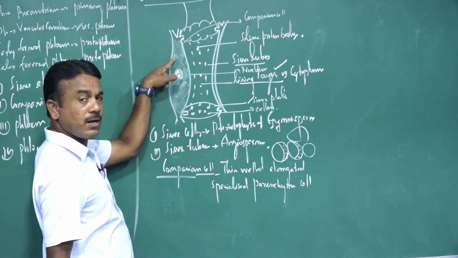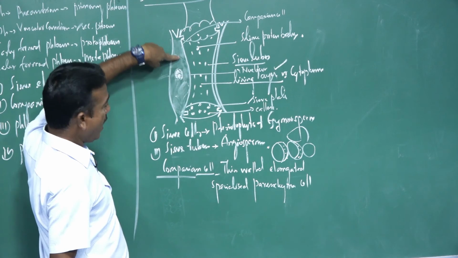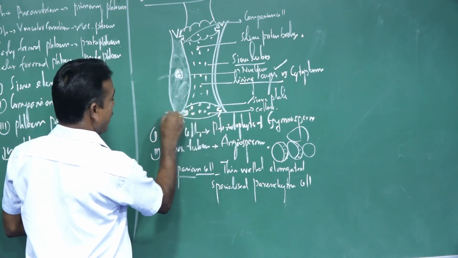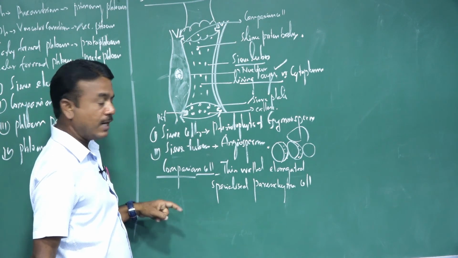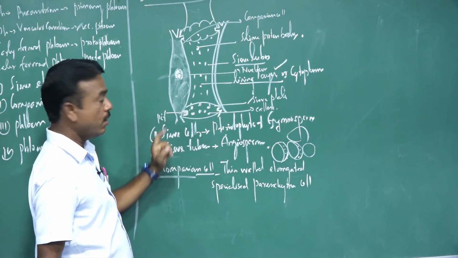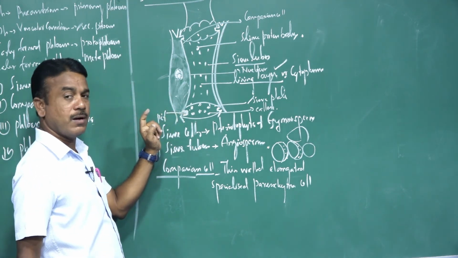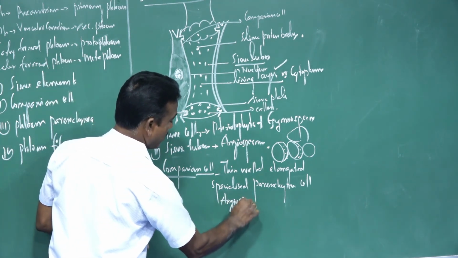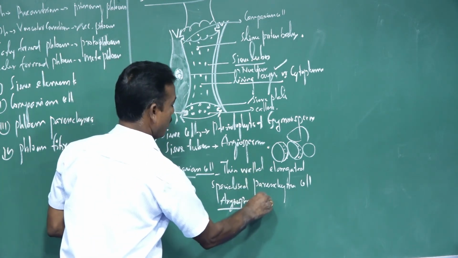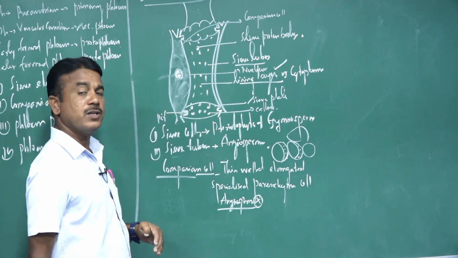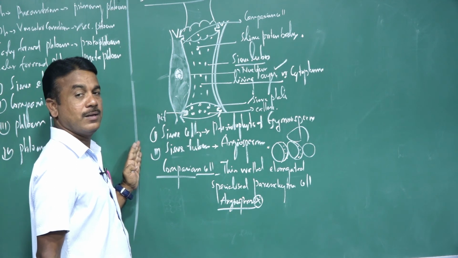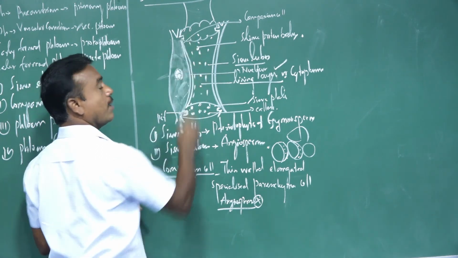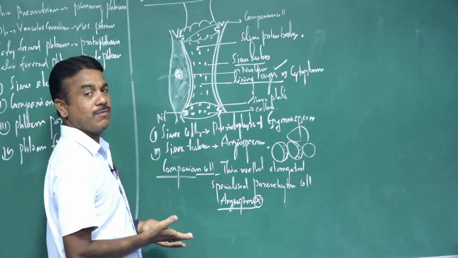The companion cell is attached to the sieve tubes through a pit at the lateral wall. In plants, companion cells are generally present in angiosperms. That is a special characteristic feature. In addition, what is the main function of the companion cell? It assists the sieve tubes in the conduction of food materials. That is the function of companion cells.